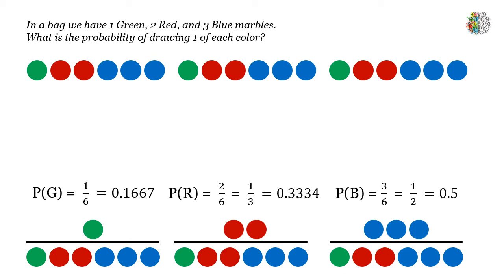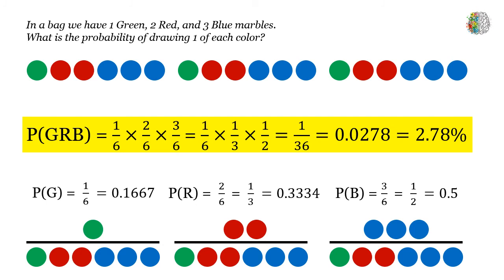Then we're going to put the green marble back, draw a red. The probability of drawing a red is 2 out of 6, which can simplify to 1/3. Then we're going to put the red marble back and draw a blue out of the bag. That has a probability of 3 out of 6, which is 1 out of 2. Then to get the probability of drawing those 3 marbles out of 3 independent trials, we're simply going to multiply their probabilities times each other.